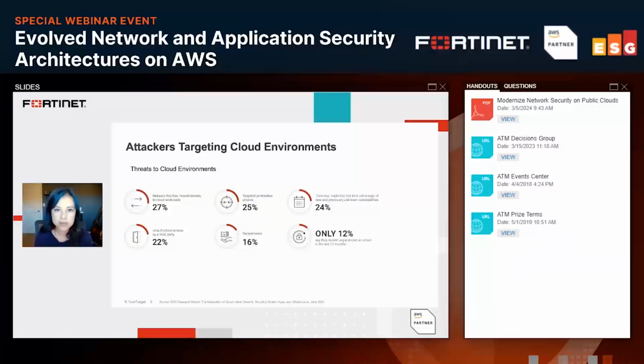And we see that 27% of organizations have had malware moving laterally to cloud workloads. 25% face targeted penetration attacks. We see many fall victim to zero days, taking advantage of new or previously unknown vulnerabilities. 22% had attacks from unauthorized access from third parties. 16% had ransomware attacks. So they're really on the front lines dealing with these different types of attacks. And you can see only 12% didn't experience an attack. And we have some other studies that also show even smaller percentages saying that they didn't have incidents.